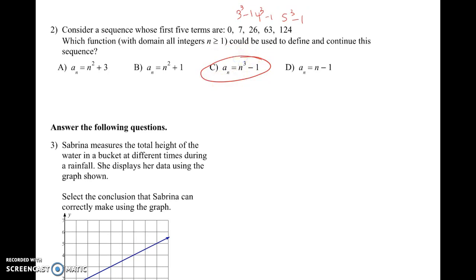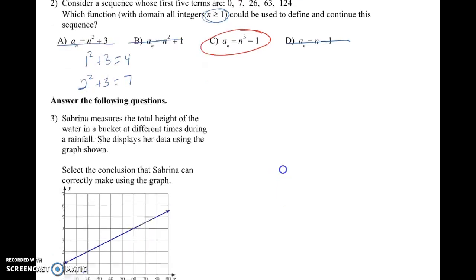Okay, if that didn't quite make sense, then you go back to what we did the first time and you plug it in. We know that the domain starts with 1, so we plug in 1. 1 squared plus 3 is 4. 2 squared plus 3 is 4 plus 3, which is 7. Well, that's not the sequence we have here. We have 0 then 7. So I know it's not that one. If I plug it in here, it doesn't work. If I plug it in here, it doesn't work.